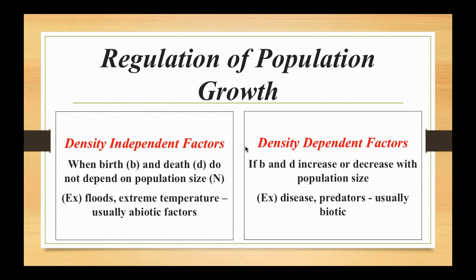Density dependent factors: if B and D increase or decrease depending on the population size, then it is considered density dependent. The examples are disease, predators, usually biotic factors. So logistic growth is density dependent, because due to limiting resources, birth and death rates do depend on the population size. So that's pretty much it.